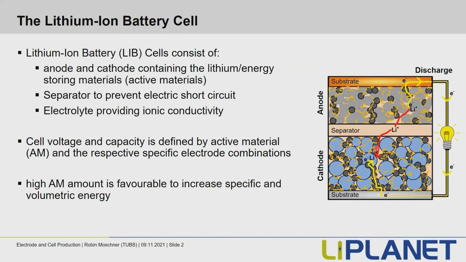The cell voltage and its capacity is mainly defined by the active material and the respective specific electrode combinations. So how much active material do I use and what other components are in there, how thick are the electrodes, and so on. A high active material amount is favorable to increase the specific and volumetric energy of the battery because we have less inactive, non-energy storing materials, and therefore we can put more energy into the same space.